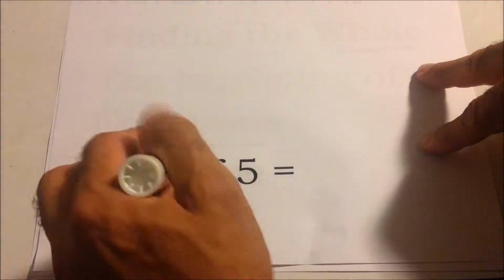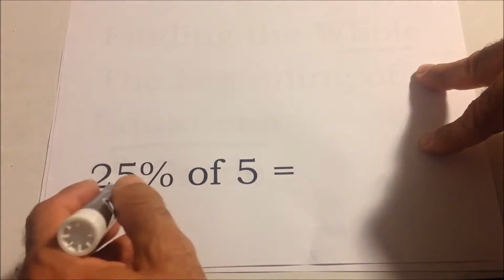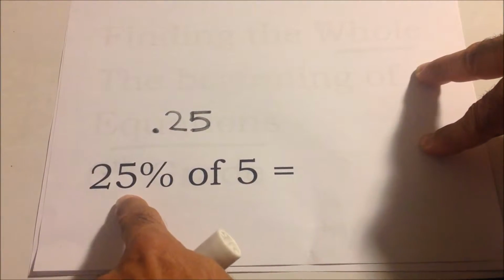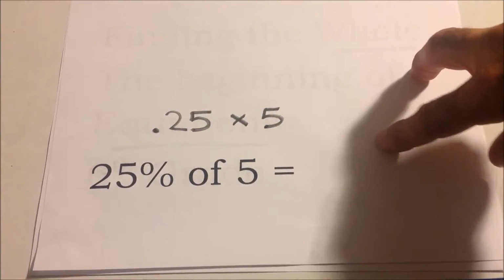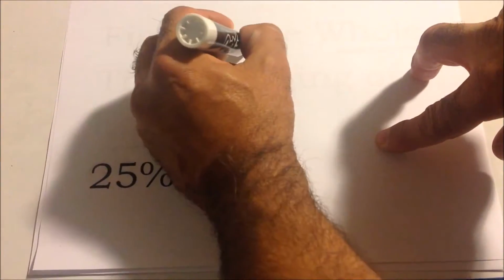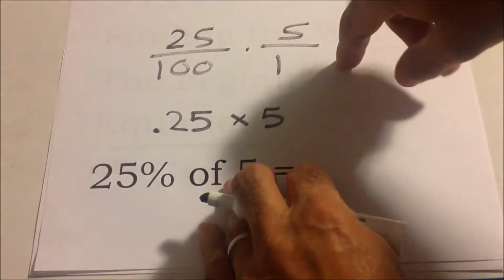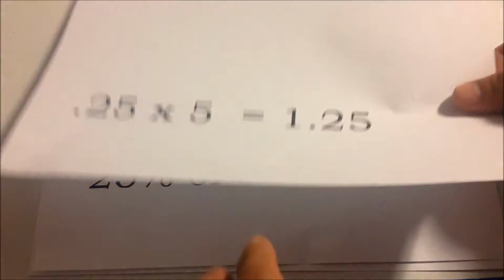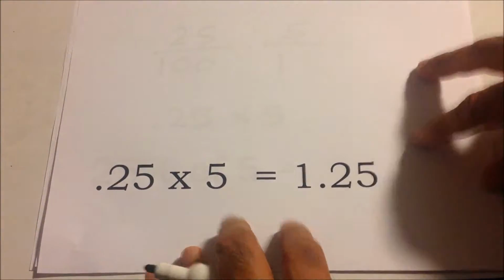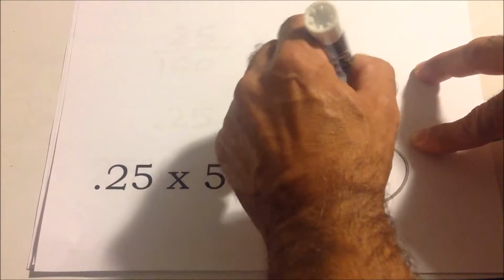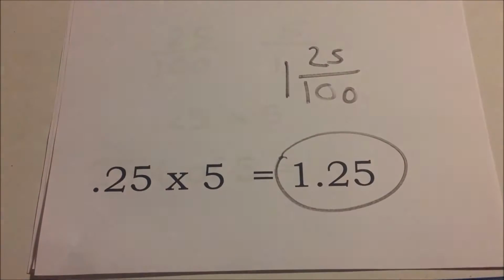Remember, of means multiplication. And remember, with percents, we need to make them a decimal. We never multiply a percent. So this would be 25% times 5. You can also have 25 hundredths times 5 over 1, whichever is easier for you. So we had 0.25 times 5, and we get 1.25. 1 and 25 hundredths. Fraction decimal.